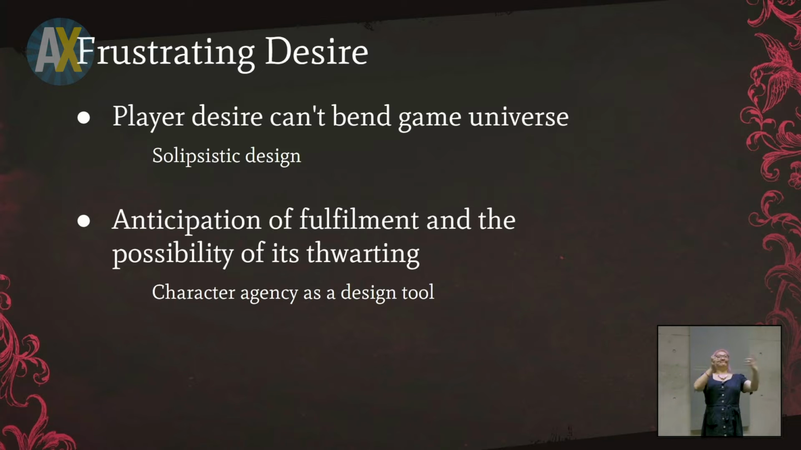It's the anticipation of desire. The fun of including desire in games is not just the anticipation of it being fulfilled, but also the possibility of it being thwarted, that sense of tension, that sense of risk, that sense that the player might not get what they want. And that's where character agency comes in, designing for characters who can push back, who can continue to maintain their agency despite being the subject of the player's desire.